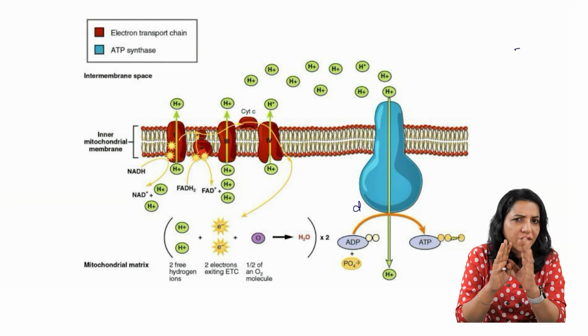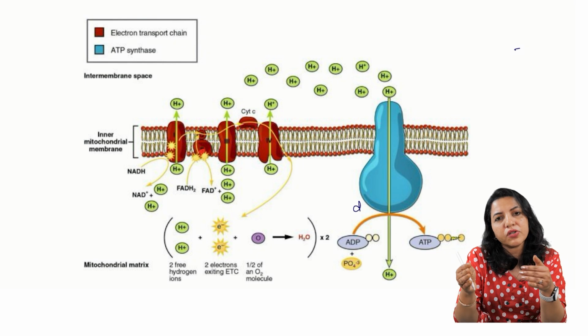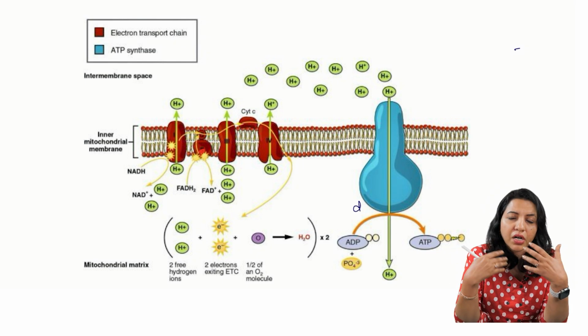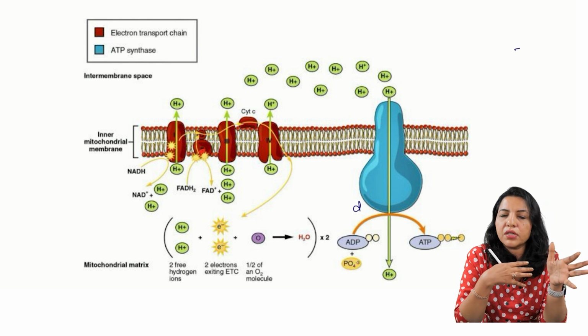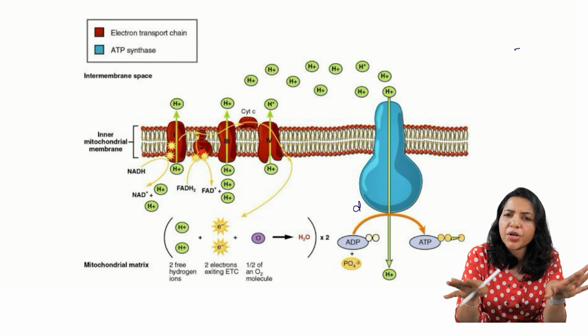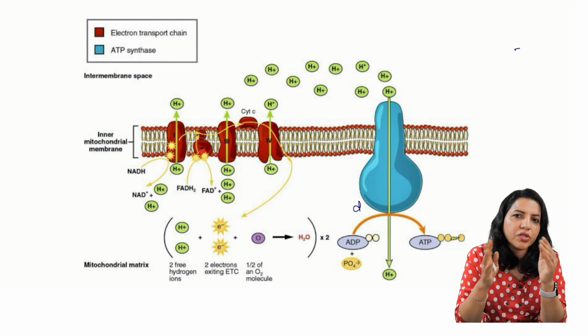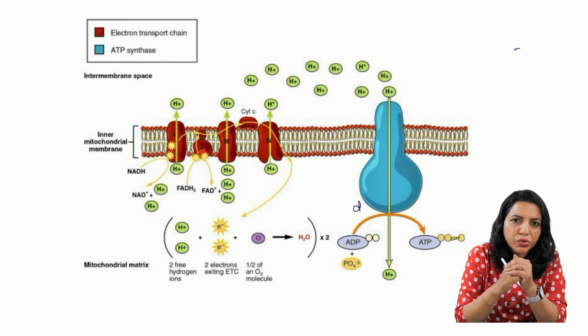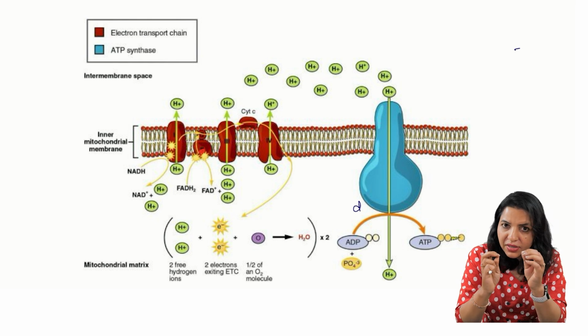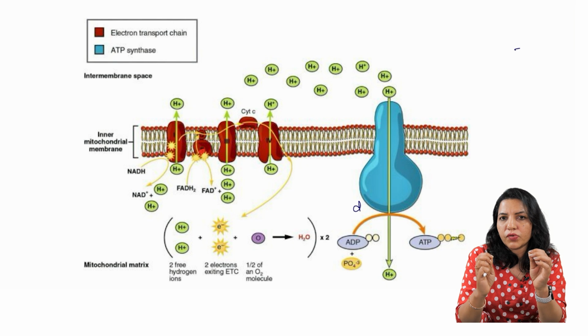The first thing is ATP production stops, and because of that oxygen consumption also stops, because for everything we know that ATP is required. So if ATP production is stopped, naturally the oxygen consumption is also going to stop. So that is the effect of an inhibitor of oxidative phosphorylation.